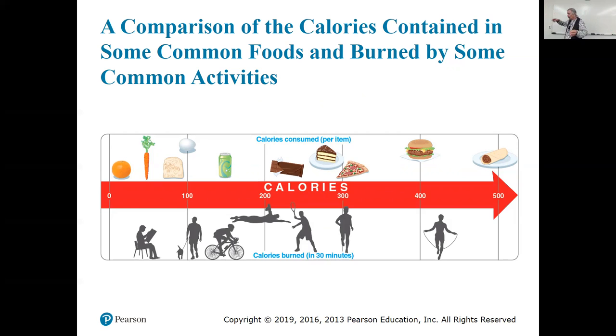And then down below is the calories burned in doing certain things: just reading, a bicycle, swimming, tennis, running, or jump roping. These are how many calories you burn in 30 minutes by doing these activities. Remember, when you exercise, you get hotter than normal because you're burning more calories.